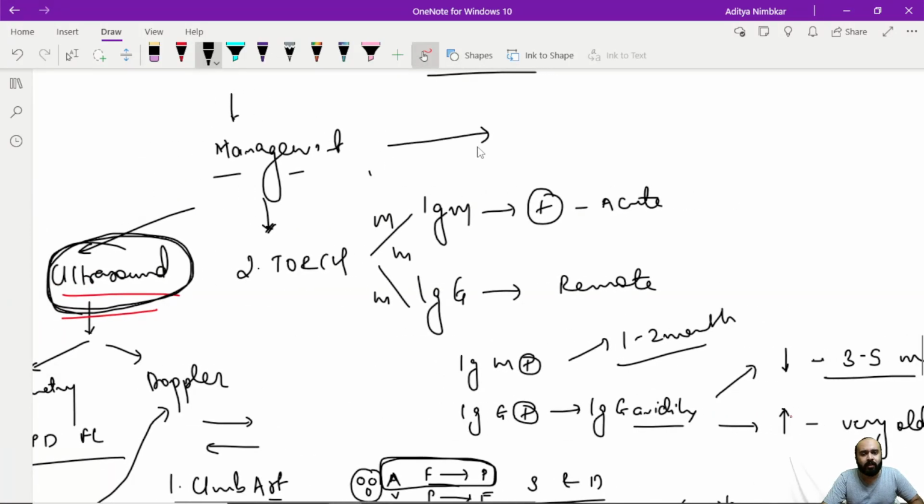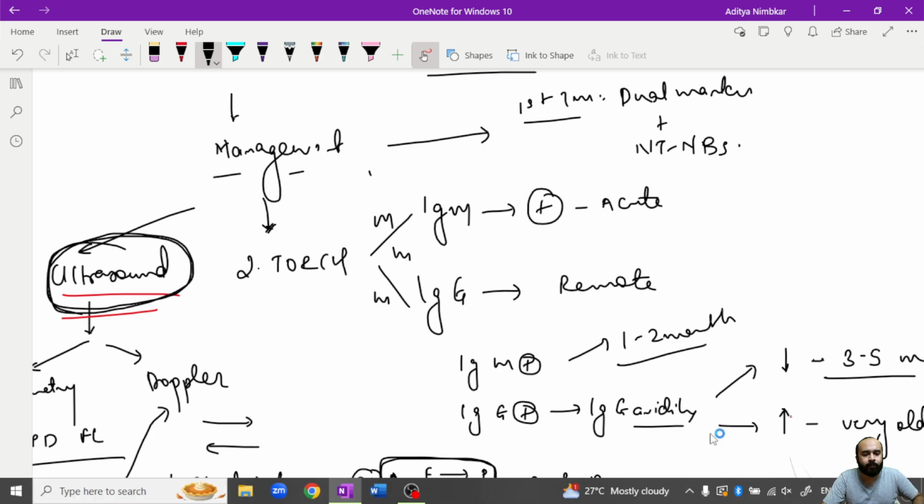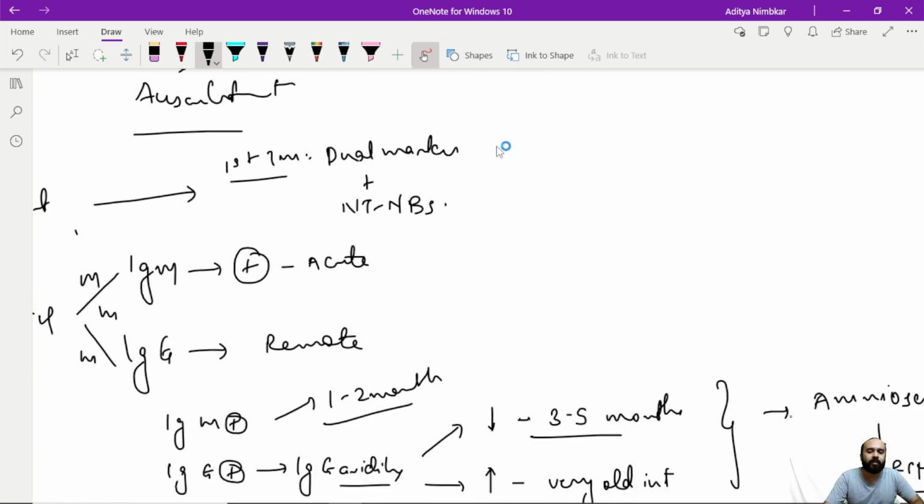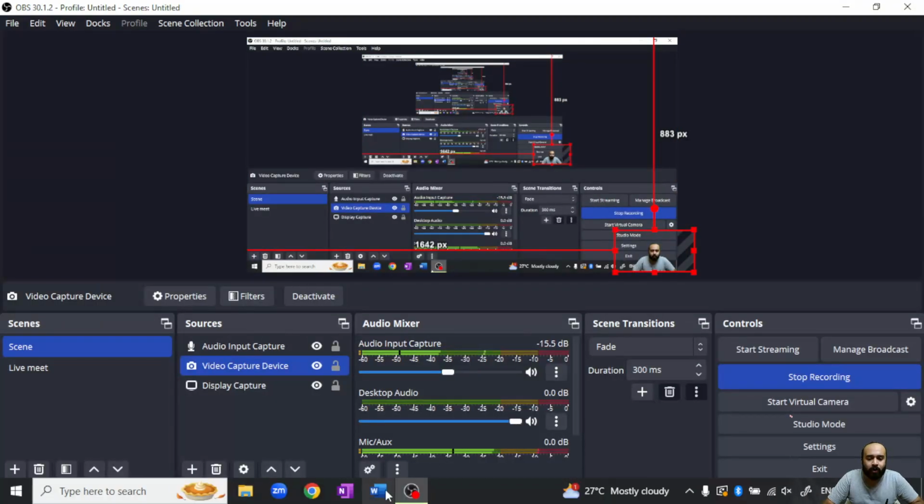Lastly, if all of these are negative, how do you check for it? In first trimester, you always do dual markers, and along with dual marker you also do an NT-NB scan. So in dual marker, which are the two tests that you do? You check for beta HCG and you check for PAPP-A, that is pregnancy associated plasma protein A.